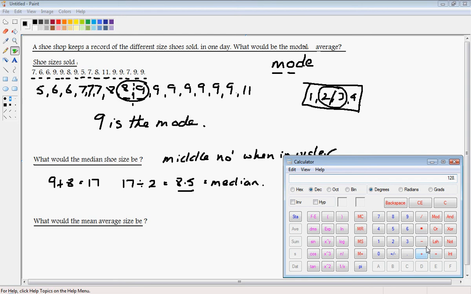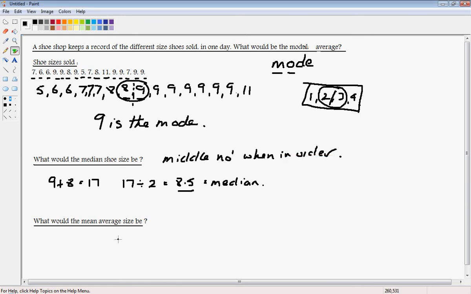Now I divide that by 16. Okay, because we have 16 numbers, so I divide by 16. Okay, and we get, surprisingly, a number of 8. So 8 would be the mean. Okay, so that's very unusual. Usually when you do this, we'll end up with 7.16 or 4.3, but on this occasion we've got 8. We've got a whole number.